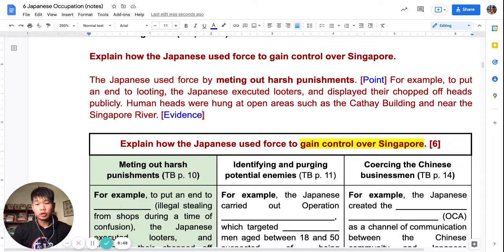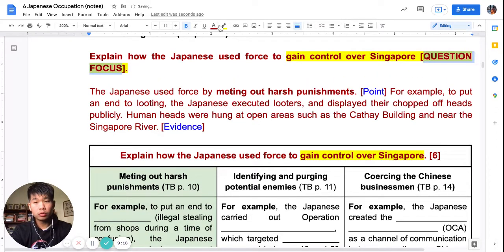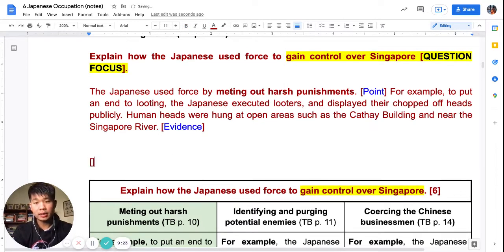At this stage, the essay is not an explained essay. At this stage, the essay is a described essay. I've described the harsh punishments that the Japanese meted out, which are the execution of looters and the hanging of heads in open areas. I still need to explain. To explain, I need to hit the focus. We talked about the focus. We said it's gain control over Singapore. You really need to always highlight the question focus when you see this, because it always ends up with the question focus.